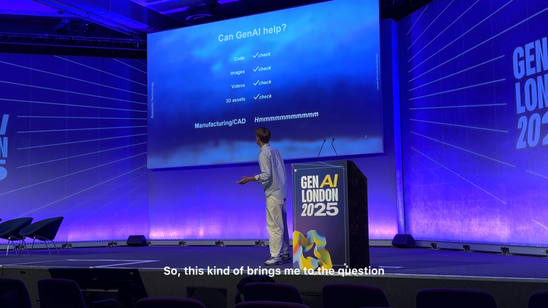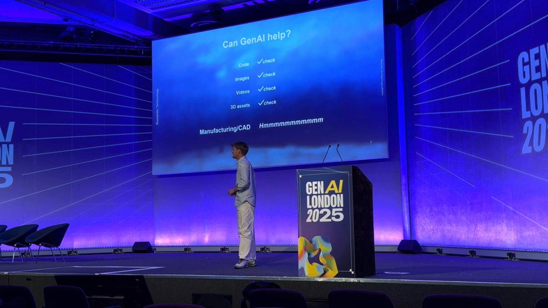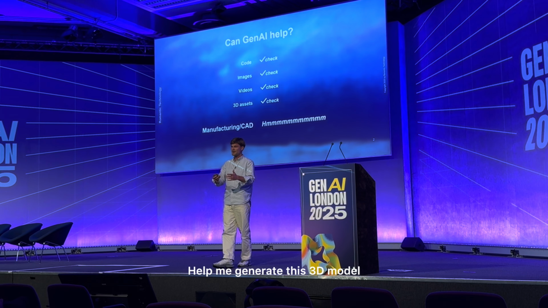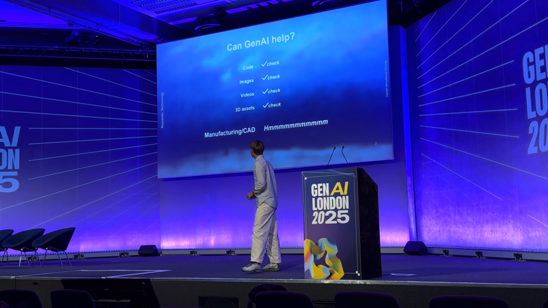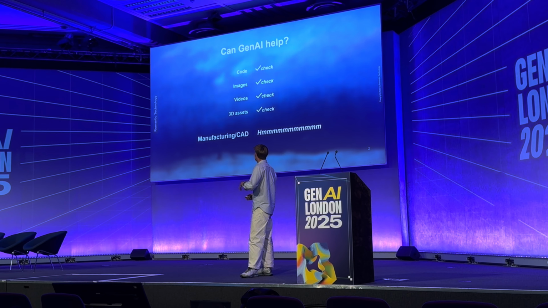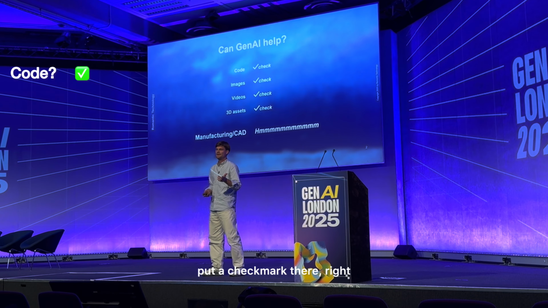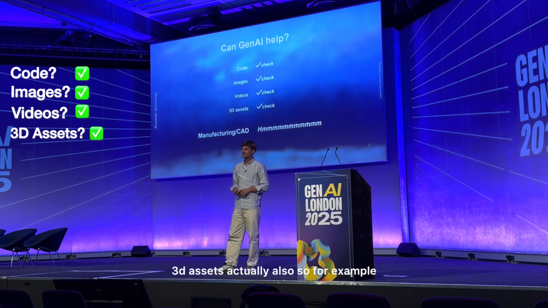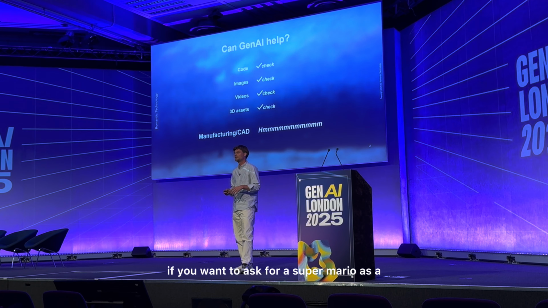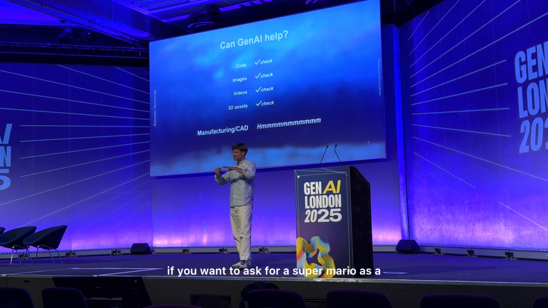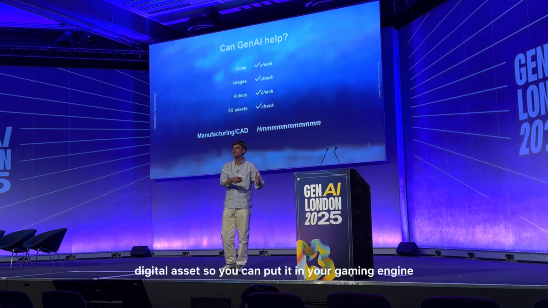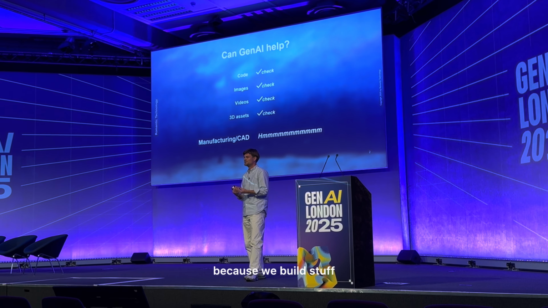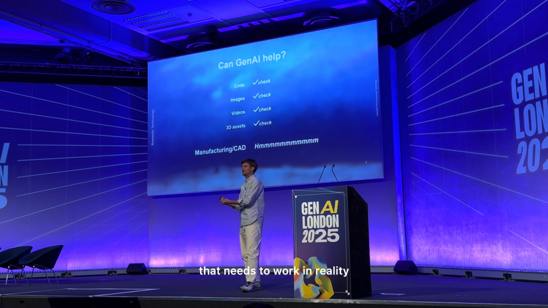This brings me to the question, since we're here in London for the Gen AI: can Gen AI help me generate this 3D model, this digital representation? We've seen text today, check mark. Images, check mark. Videos, we've seen this, check mark. 3D assets, actually also. For example, if you want to ask for a Super Mario as a digital asset, so you can put it in your gaming engine, that kind of works already, but that doesn't help in architecture, right? Because we build stuff that needs to work in reality.